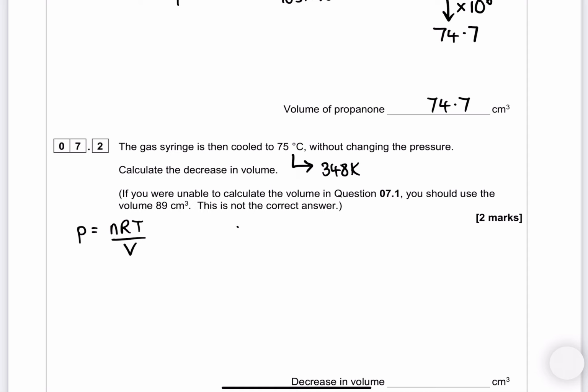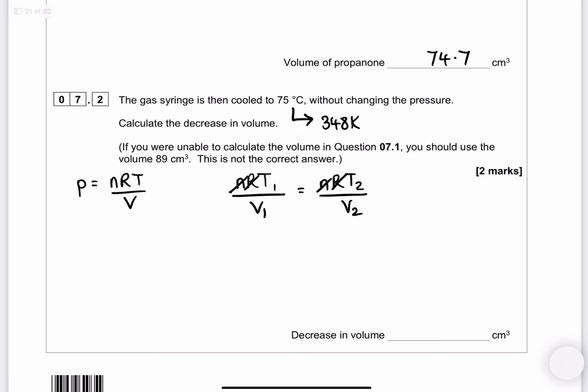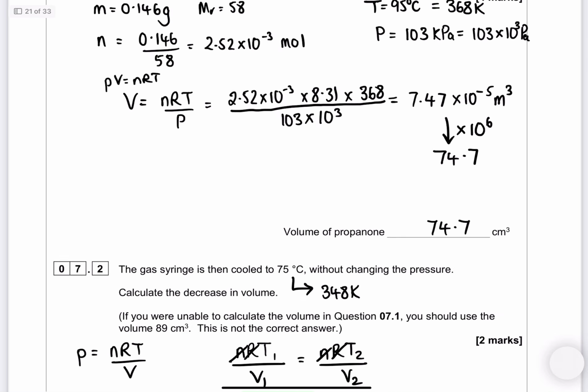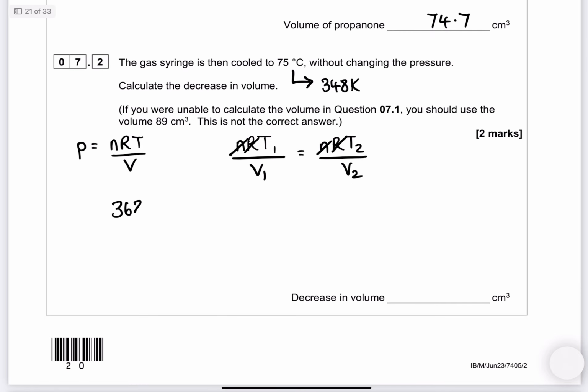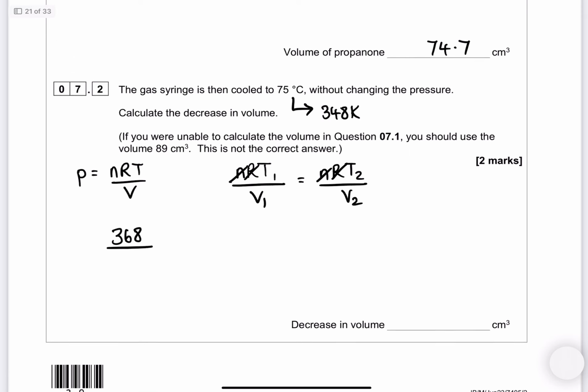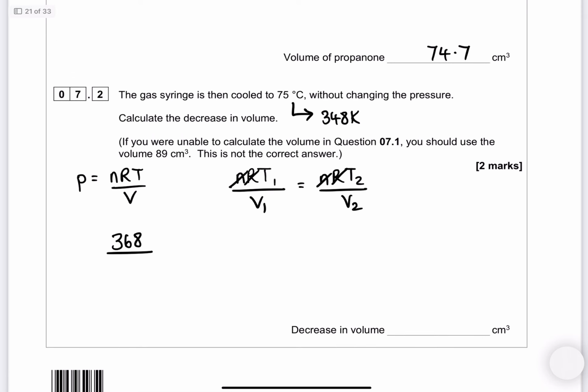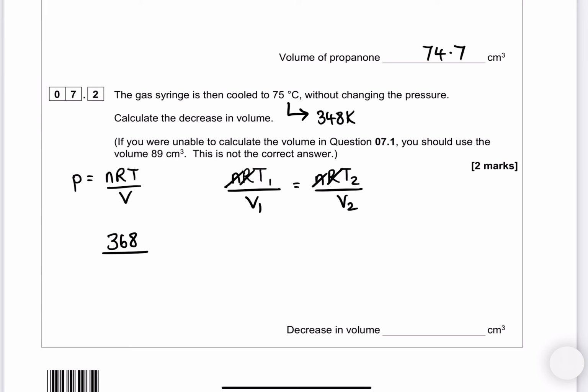So let's say that we've got temperature 1 over volume 1 equals the temperature nRT2 over V2. So the two pressures are the same. We can see that N and R are the same in both because it's the same moles of propanone. We've just got a new temperature with a new volume. So we can see it's a ratio question. So our temperature 1 was 368 over our volume 1. And our volume 1 was 74.7 is equal to temperature 2 over volume 2.